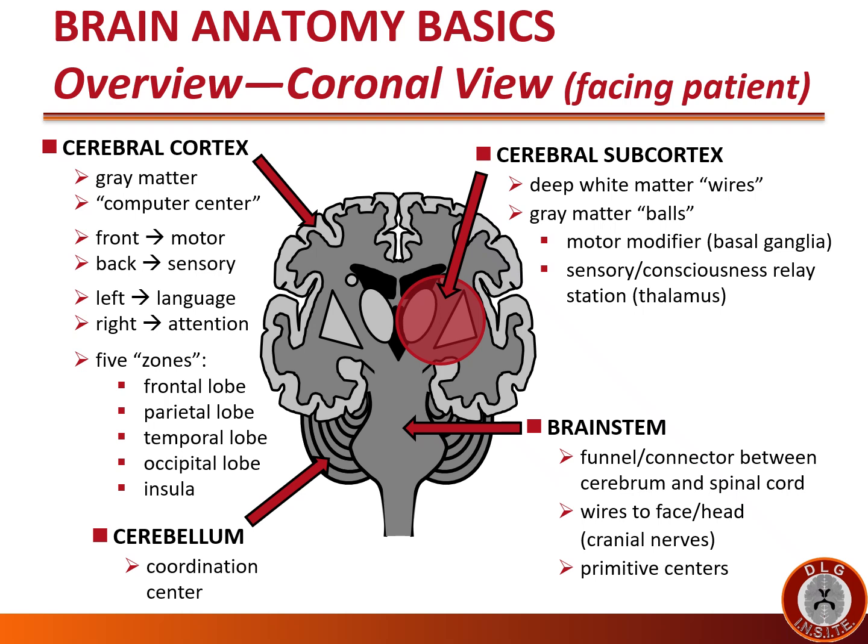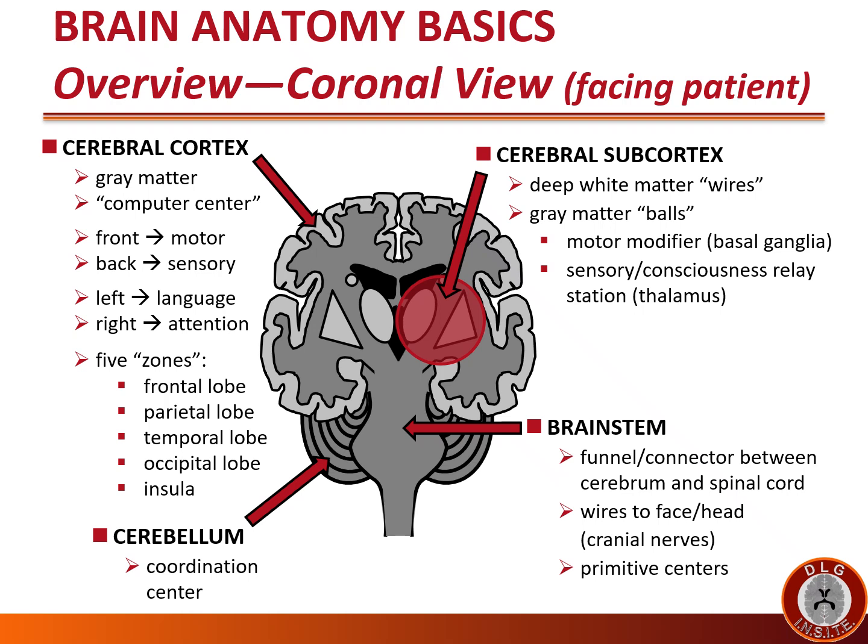The cerebral subcortex consists of 2 things: deep white matter, which consists of wires, basically, going up and down, and 2 sets of gray matter balls. The motor modifier balls, which are the basal ganglia, and the sensory consciousness relay station balls, called the thalami, thalamus on each side.